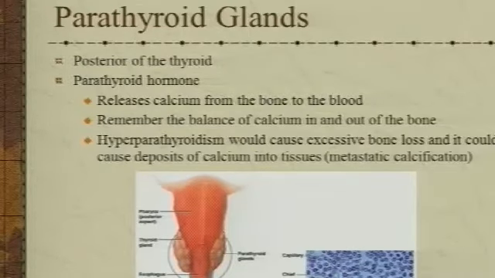So parathyroid are going to be on the posterior of the thyroid gland. They're going to release parathyroid hormone, or parathormone, I believe it's also referenced, which is going to release calcium from the bone into the blood, and it's going to balance the calcium between the bones and the blood, right? Because we need calcium in the blood, and if you take no other supplements, take vitamin D, okay?